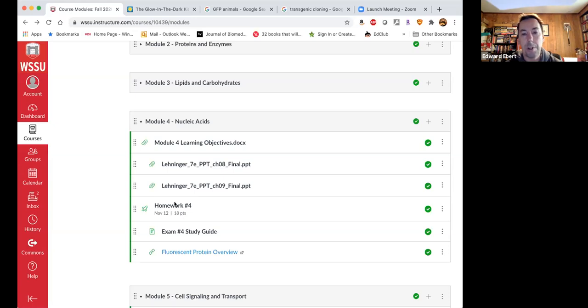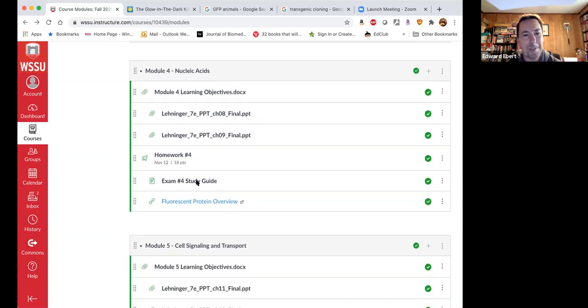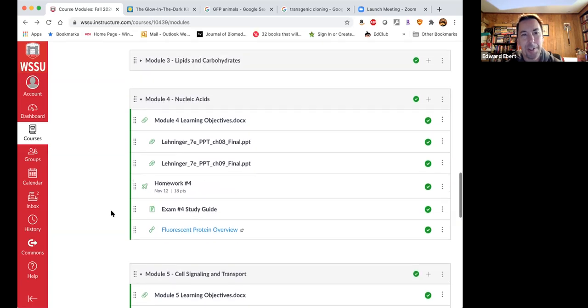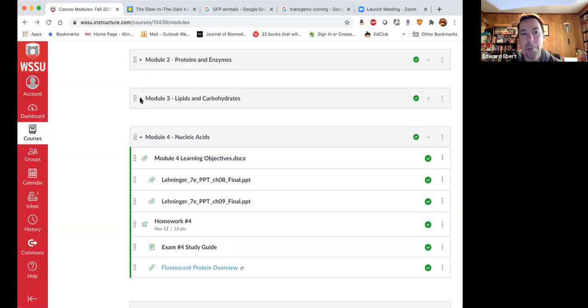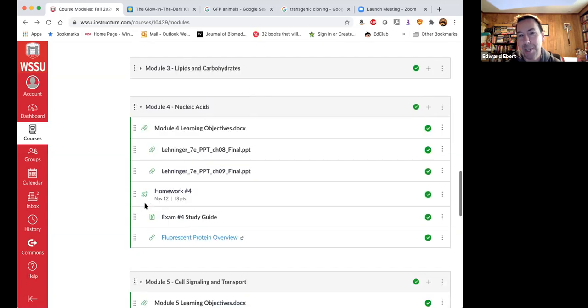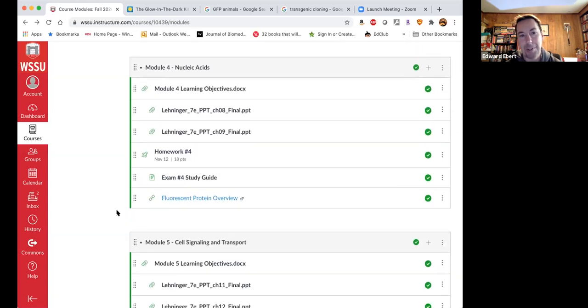There's the homework in here that should relate to all this. But there's not a bunch of crazy stuff coming out of this chapter. It's fairly straightforward. So it's a little more complex than the lipids and carbohydrates exam, but usually this exam is pretty good as well.